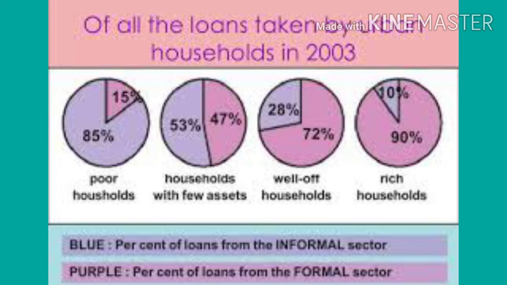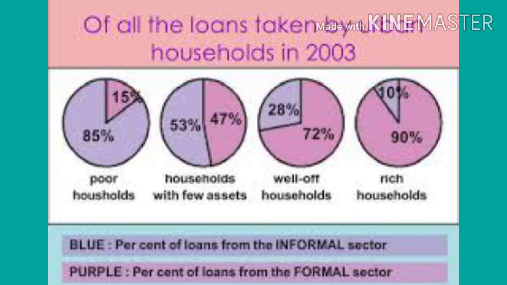From this figure, it is very clear that 85% of the loans taken by the poor households in urban areas are from the informal source of credit, and only 15% from the formal source of credit. Compare this with the rich households in urban areas, where 90% are availing loans from the formal sector, and only 10% from the informal sector.